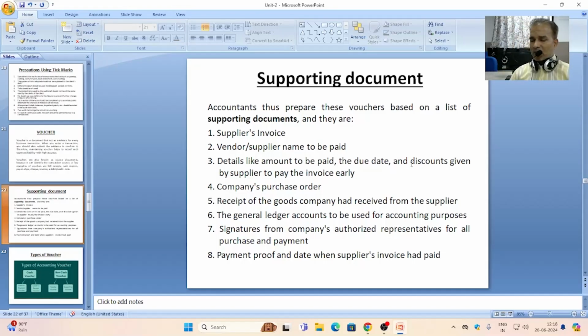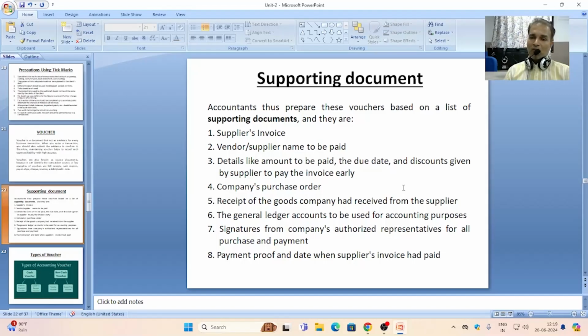Supporting documents may include the supplier's invoice, vendor or supplier's name to be paid, details like amount to be paid, the due date, the discount given by the supplier to pay the invoice early, the company's purchase order, receipt of goods the company has received from the supplier, the general ledger accounts to be used for accounting purposes, signatures from the company's authorized signatory for all purchase and payment, and payment proof and date when the supplier's invoice has been paid.